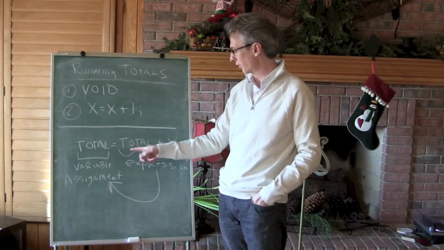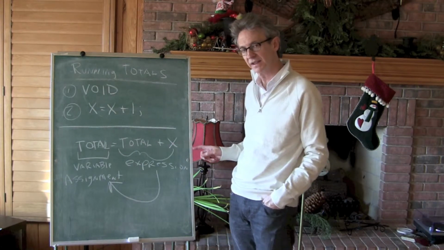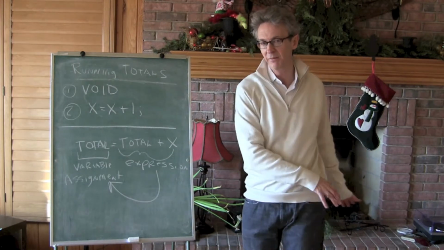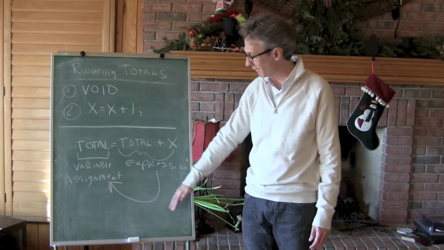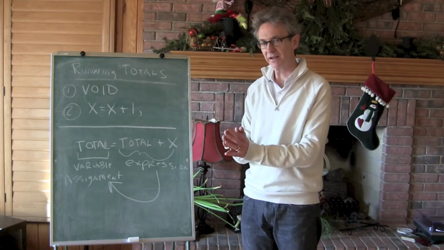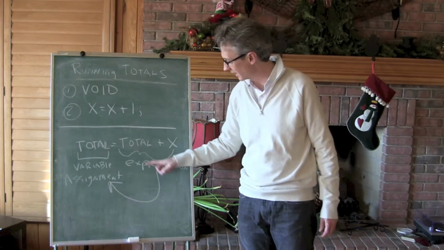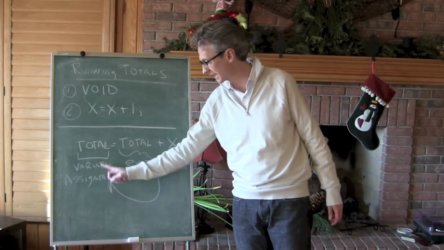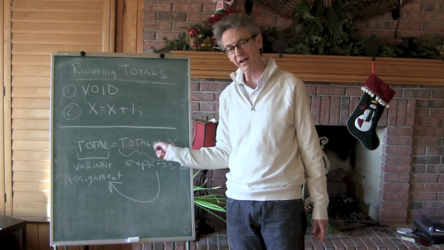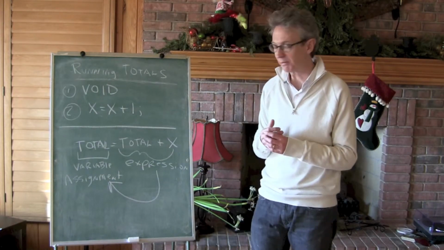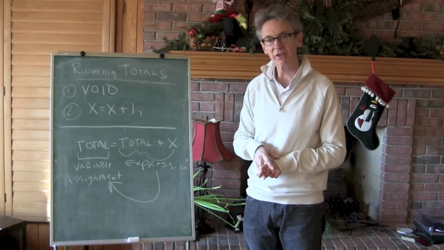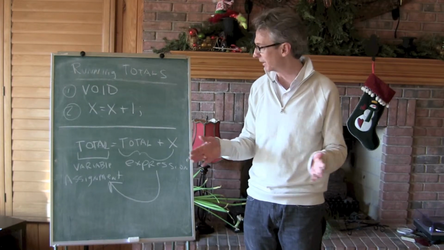Another example is total equals total plus x. When you see an equal sign, don't think equals. Think, move over to the right-hand side and evaluate the expression. So what is total? What is x? Add them together to come up with a number. And then equals means it puts the value of the expression into this variable. So the variable can actually be on both sides of the equal sign. And this is very common in a running total algorithm like you'll see in a moment.